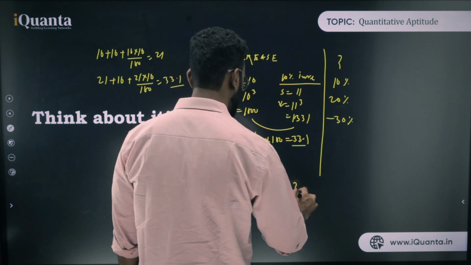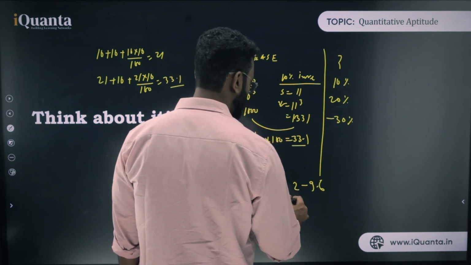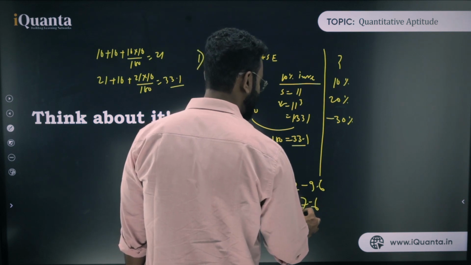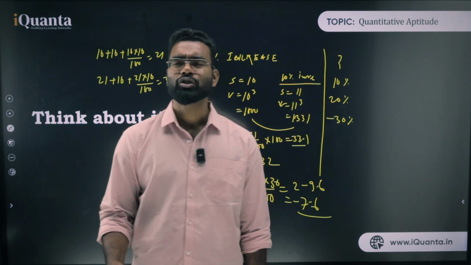So this is equal to 2 minus 9.6. Right? So the answer is minus 7.6. So I can say I have a loss of 7.6%. So depending on all of these things, we can solve this type of question.